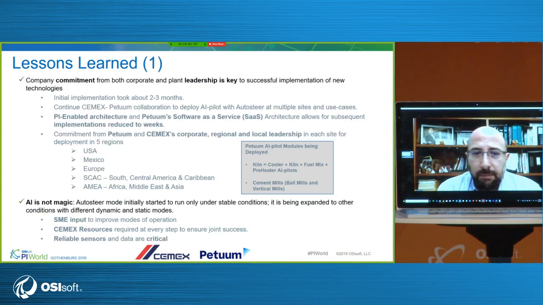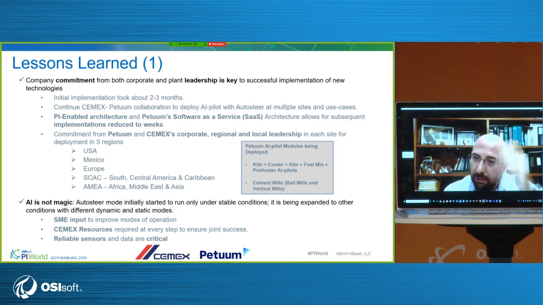Next slide, please, Prabal. So lessons learned. One is you need company commitment, both from the corporate side and the plant leadership. This is key to successful implementation. You cannot do it alone. You need all the teams, both from the local teams and from the corporate side and regional leadership to be committed with this project. And also, obviously, the commitment from Petuum.